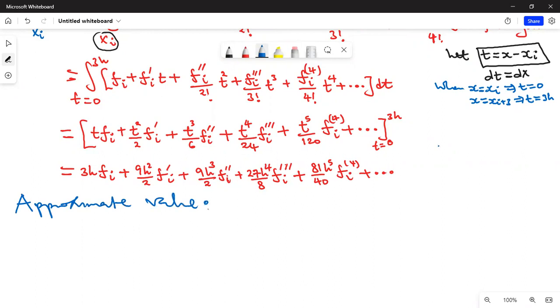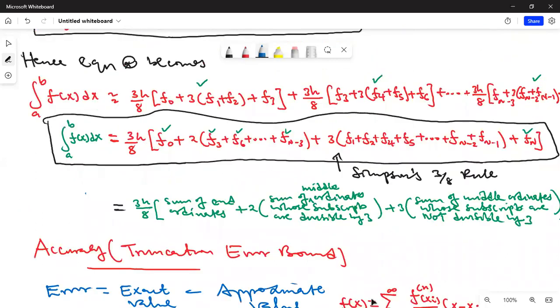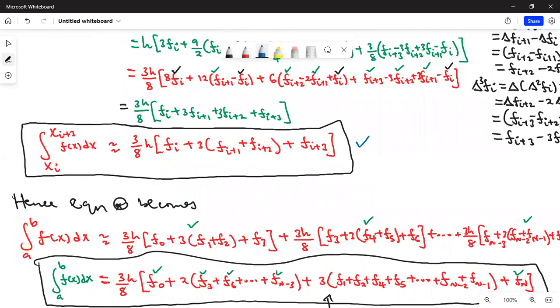Remember the same integral. And let me take you back to where we got the approximate value. It's somewhere here. When you are deriving the formula, look at the approximate value. It is this. So this is what we have as the approximate value. But now, if you look at the exact value, all the subscripts are i's, but here we have i plus 1, i plus 2, i plus 3.